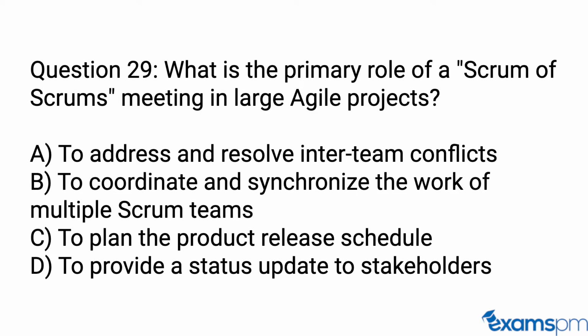Question 29. What is the primary role of a Scrum of Scrums meeting in large agile projects? A. To address and resolve inter-team conflicts. B. To coordinate and synchronize the work of multiple Scrum teams. C. To plan the product release schedule. D. To provide a status update to stakeholders.